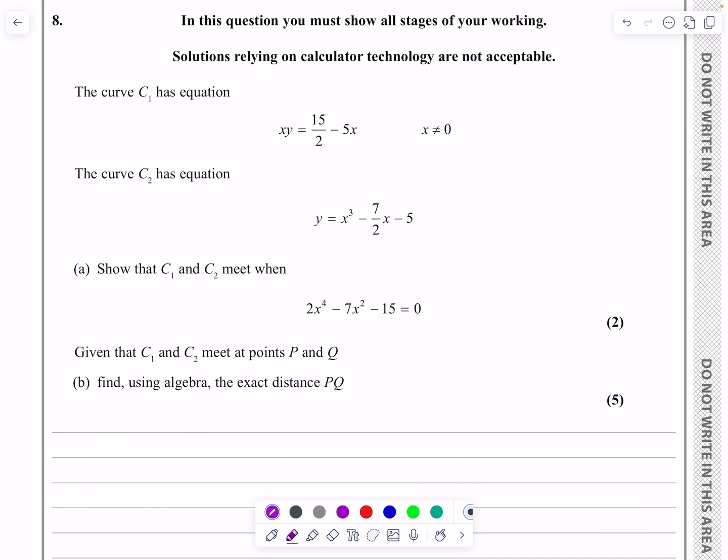It says we've got curve C1 with this equation here, curve C2 with a different equation, and it says show where the two equations meet. So the two equations will meet as we solve the simultaneous equation, or where y is equal to y. That's what I'm going to do with my working out.